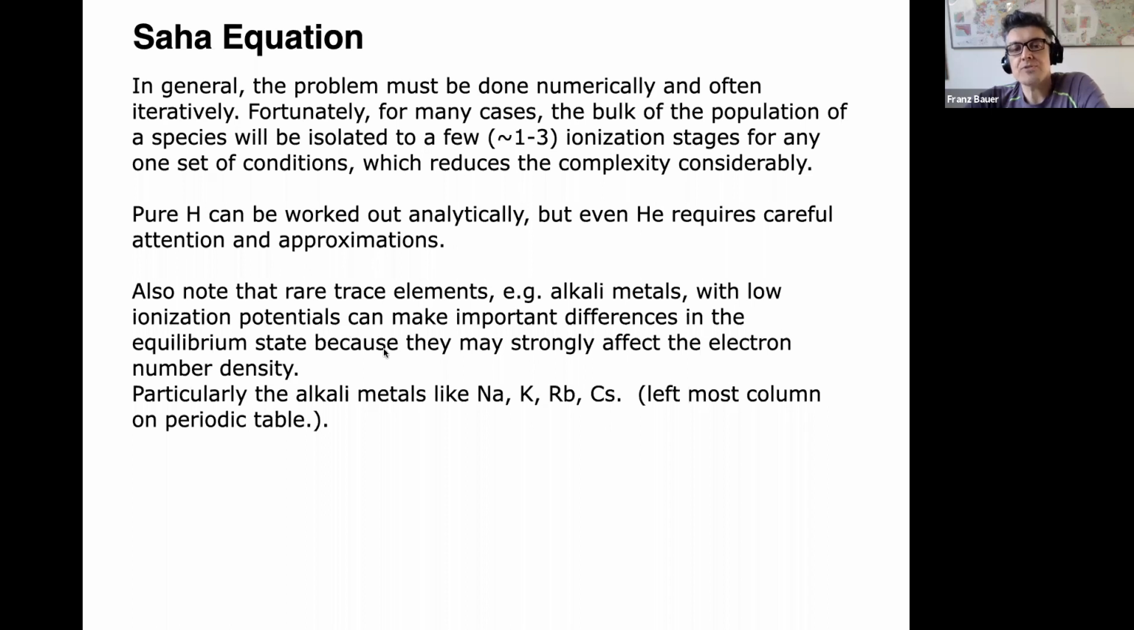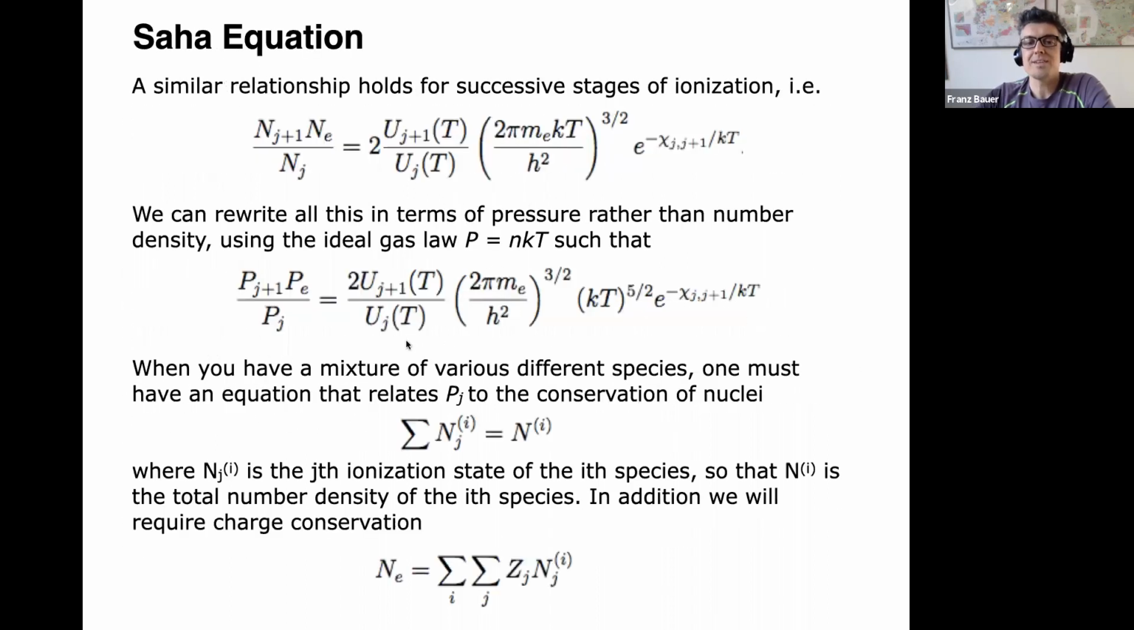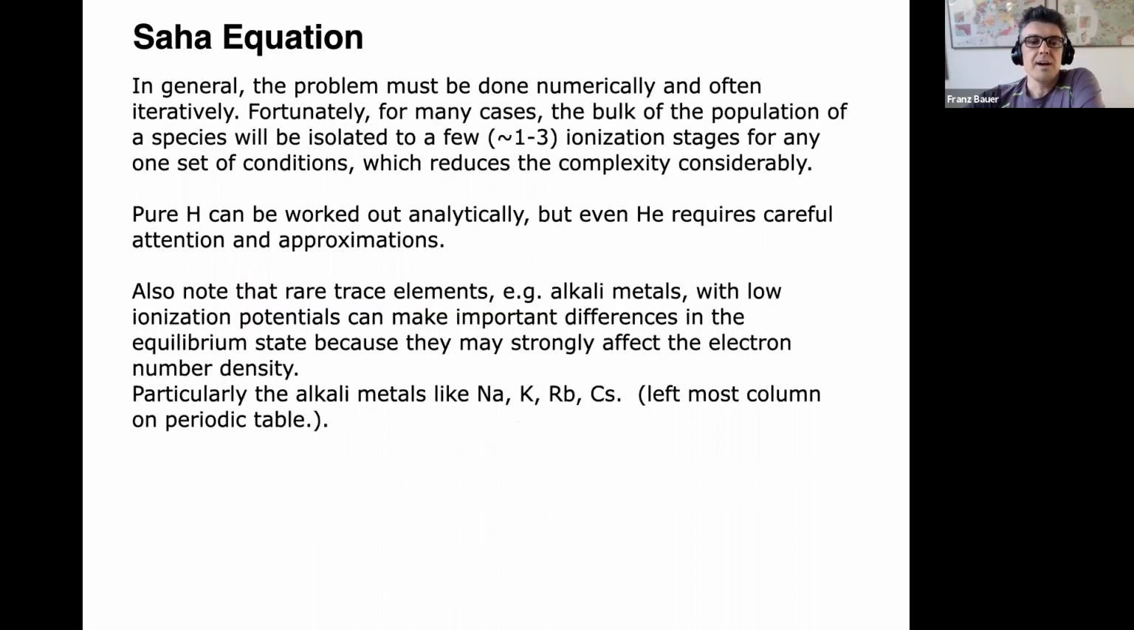And so these can actually strongly affect the electron number density, which comes back to this. And so if you increase the electron number density, that changes this ratio. And so alkali metals like sodium, potassium, rubidium, cesium, typically the leftmost column of the periodic table, are the ones that are strongly affecting the number density.